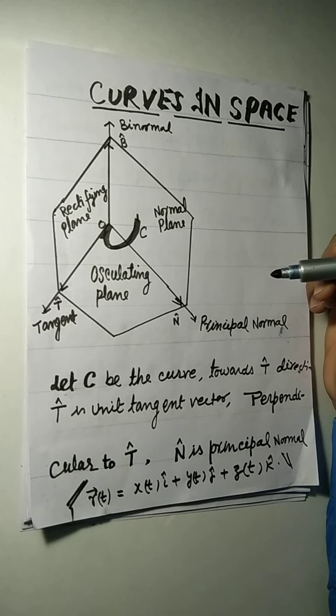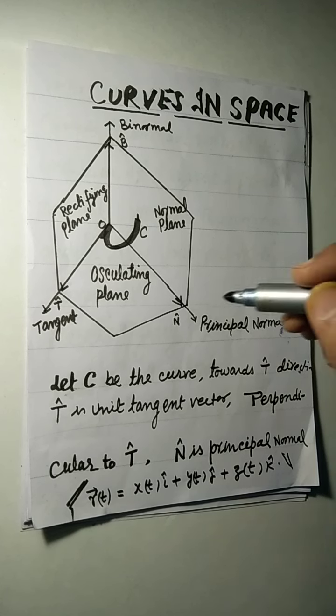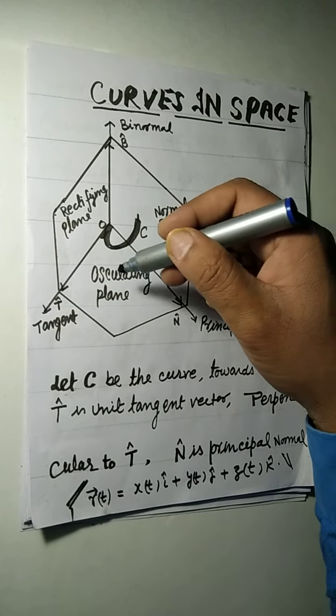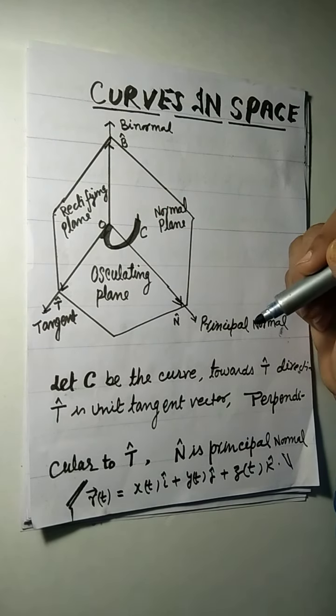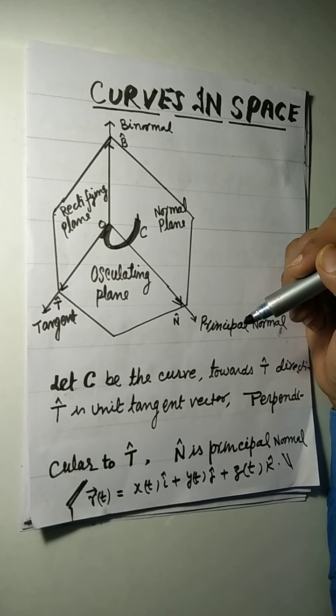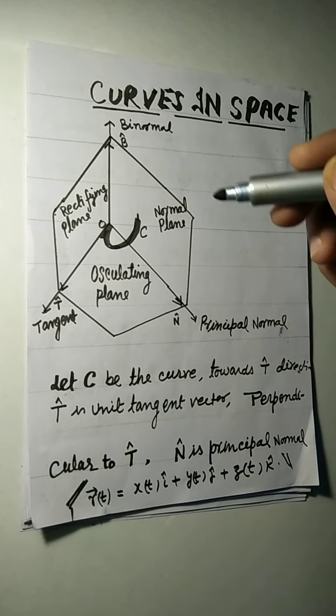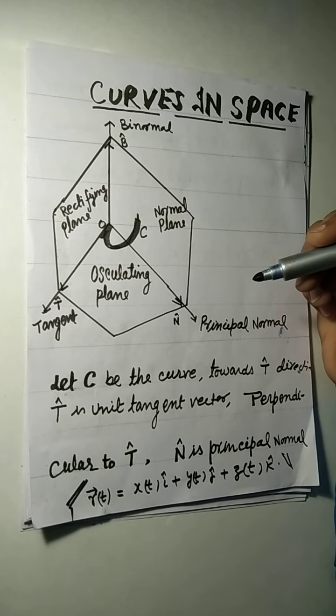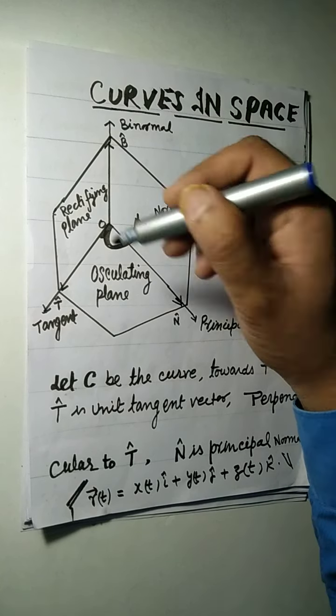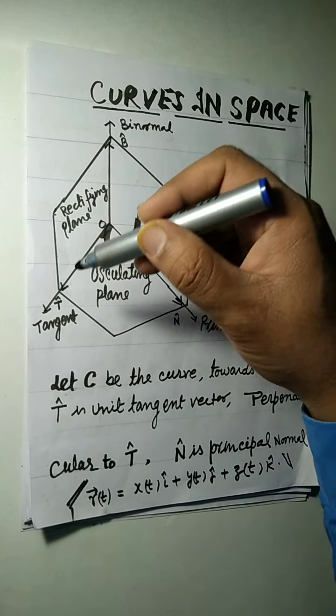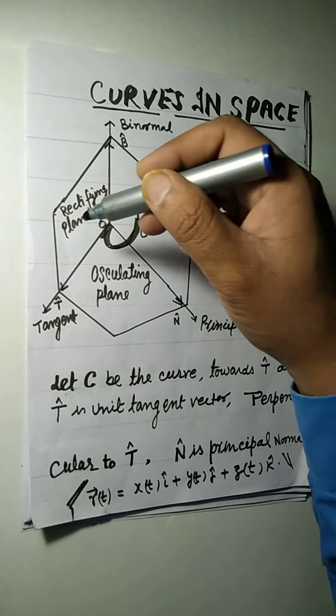n cap is the unit normal vector, and perpendicular to the tangent and principal normal we have the binormal, and in the binormal direction b cap is the unit vector. The plane between this b cap and t cap is known as the rectifying plane.